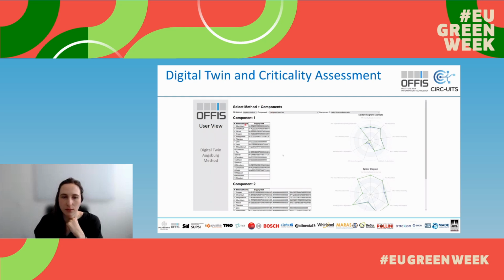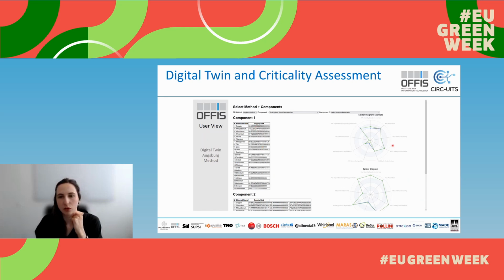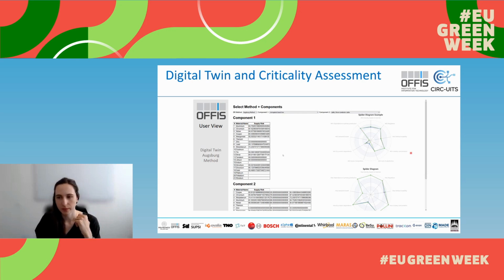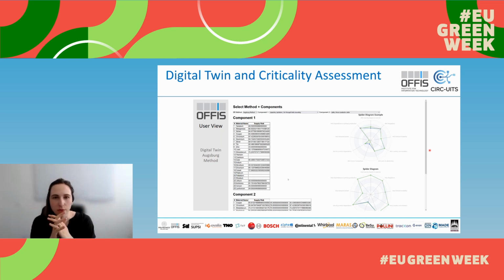So we have a list of all the materials for this component. And then we have the individual supply risk. And then we have the spider diagram to compare the two components. And here you can see there's not so much difference, but in other designs, there might be a bigger difference. So now I leave the area of criticality and go to the next assessment, which is the repairability assessment.